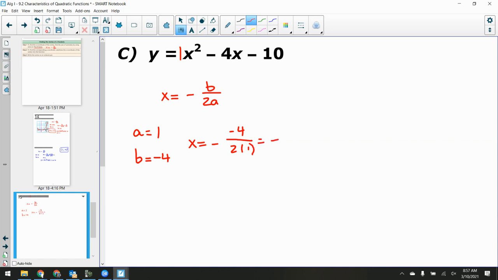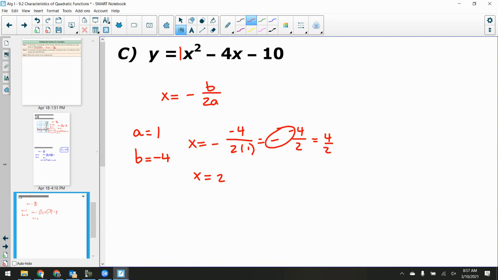All right, negative 4 over 2. Those negatives will cancel, leaving just a 4 over 2, or in other words, x equals 2. So if I were graphing this, I know that the center line of the graph would be at positive 2. And I can make my dotted line at 2 on the right.